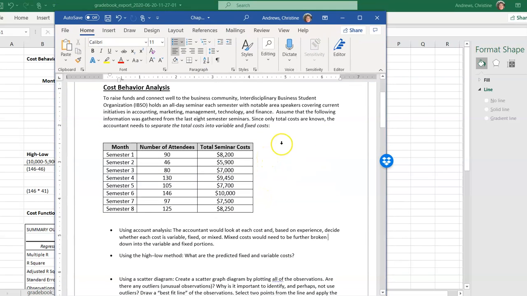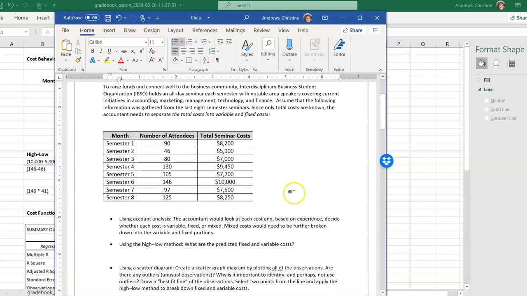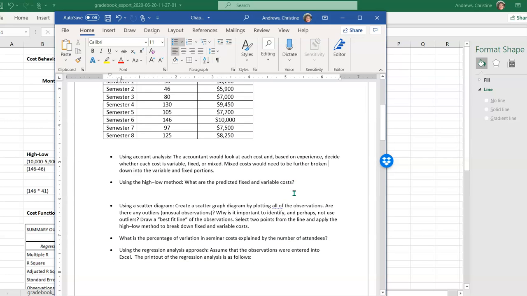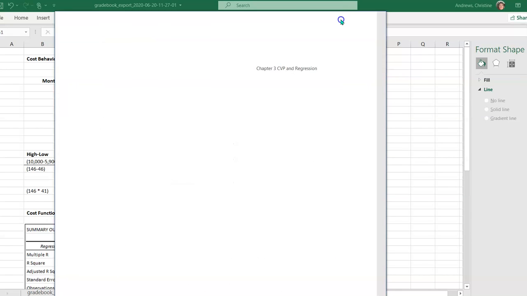This is what the whole project for CVP was based on. An interdisciplinary business student organization has a seminar, and they need to break it down into variable and fixed costs. So we've got 8 semesters' worth of data, these are our attendees, and these are the total costs of the seminar. We could use account analysis, and based on the costs themselves and experience, figure out what was fixed, variable, and mixed. Or we could use the high-low method.